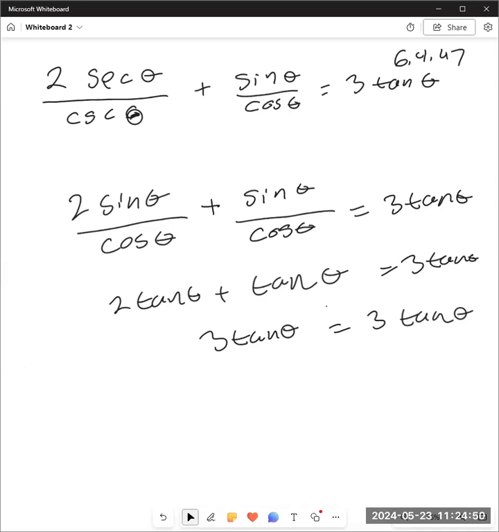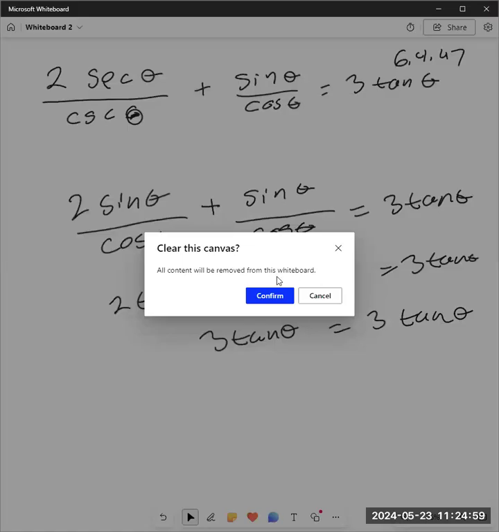Let's move on to 6.4.57. Similar problem to that. We've got a few more problems here. I know this video is going to be a little bit longer, but that's just how this works when establishing identities here.